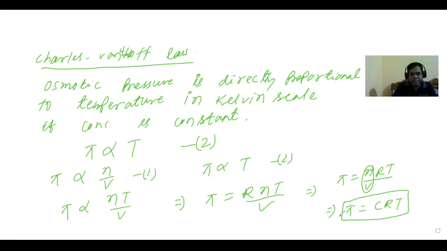Okay. For the i factor, you have to write π = iCRT. That is the van't Hoff factor i. π = iCRT. This is the desired equation. If we know concentration, temperature, and i factor, we can calculate osmotic pressure from this equation.